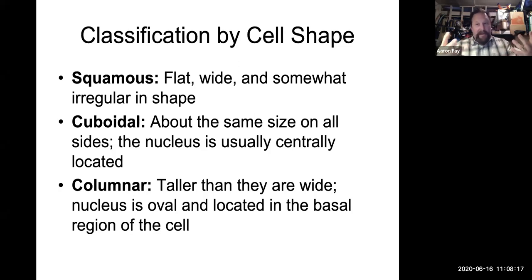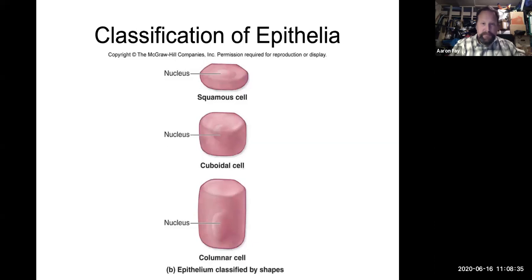Cuboid, it's cubic in shape. They're about as tall as they are wide as they are deep, so more or less equal on all sides. Columnar means it's like a column, right? Columns are thin and tall. So a columnar cell is taller than it is wide. So squamous cell, cuboidal cell, and columnar cell.